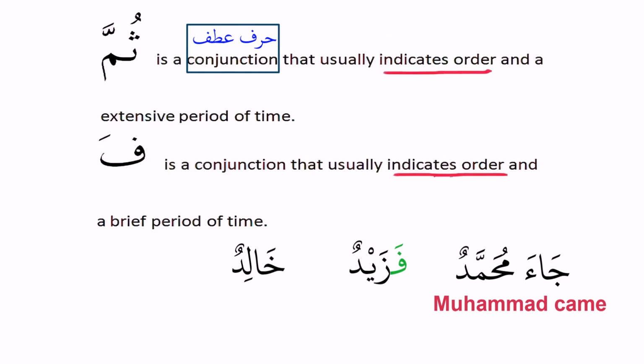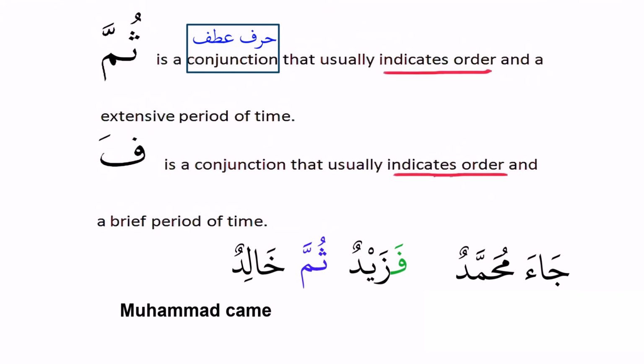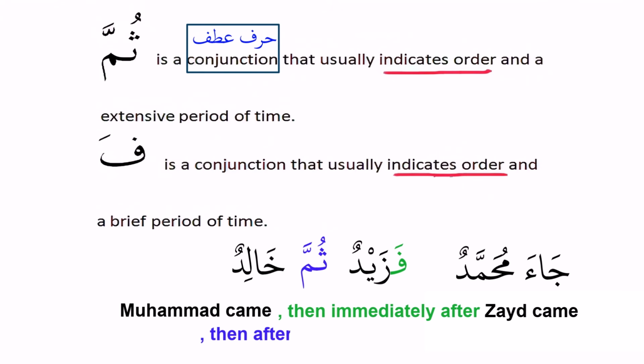And then with Khalid, you'd add thumma. Remember we said quite a bit of time passing by. So the translation of this would be as follows. Muhammad came, then immediately after, Zayd came. Then after some time, Khalid came. And that's represented by both the fa and the thumma.